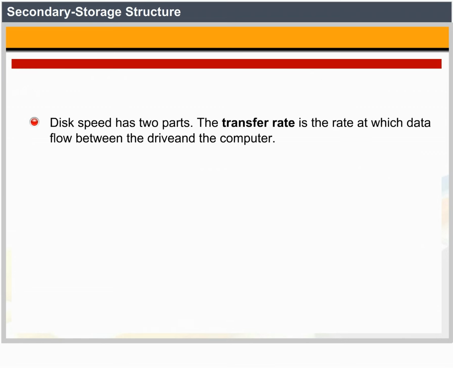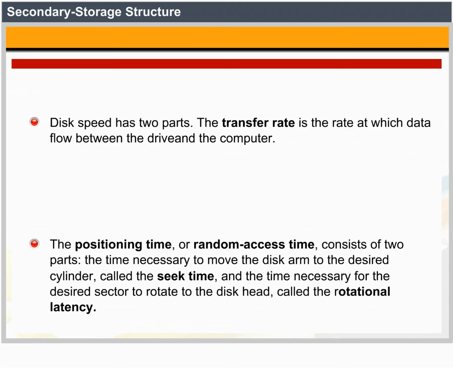The positioning time, or random access time, consists of two parts: the time necessary to move the disk arm to the desired cylinder, called the seek time, and the time necessary for the desired sector to rotate to the disk head, called the rotational latency. Typical disks can transfer several megabytes of data per second, and they have seek times and rotational latencies of several milliseconds.